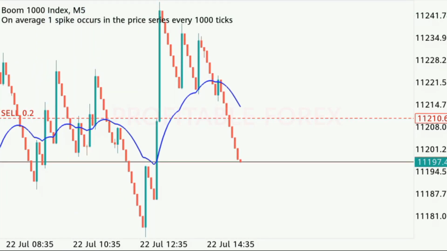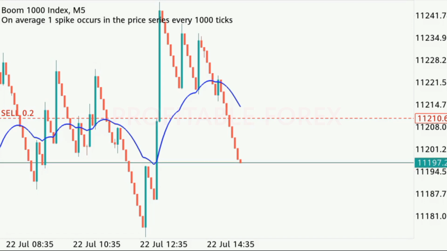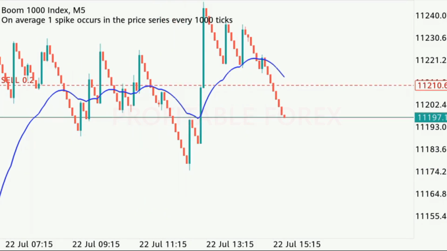In this video, I'm gonna give you a scalping strategy for Boom and Crash that's gonna make you a profitable trader, guys. Okay, right on my chart you can see that I have a trade running, and this is the 5 minutes chart for Boom 1000, and we currently have 4 candlesticks in profit. Okay, guys, so how does the strategy work?